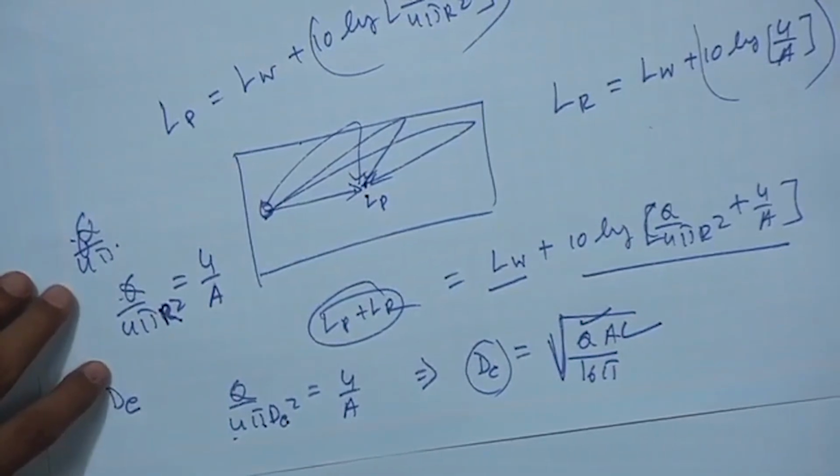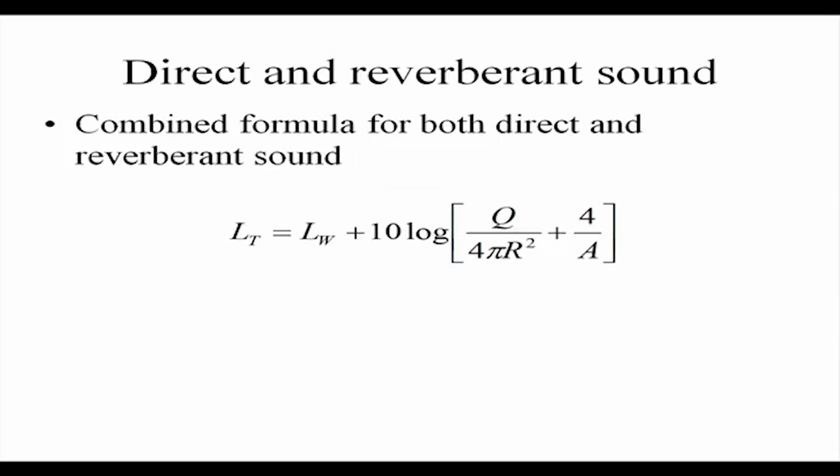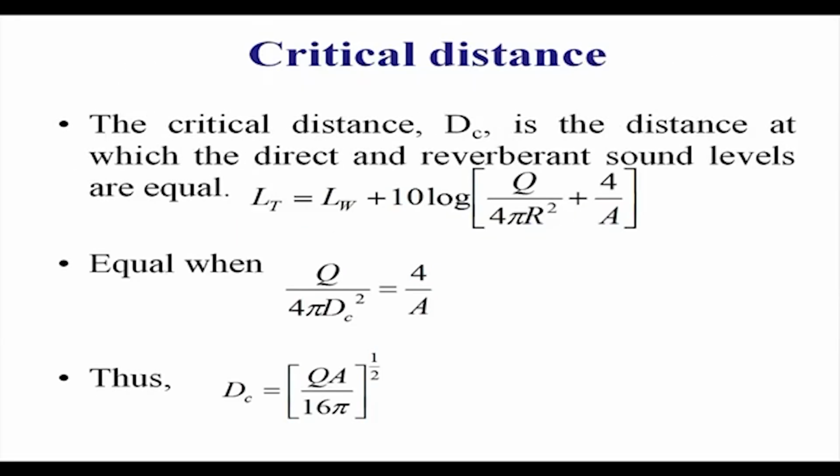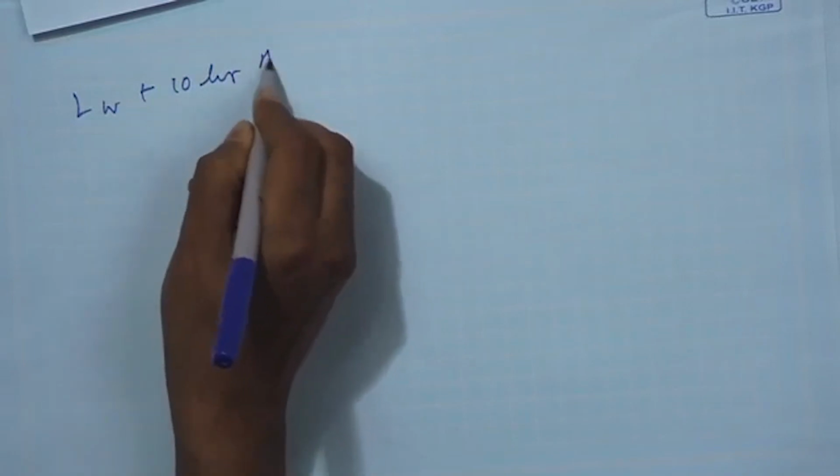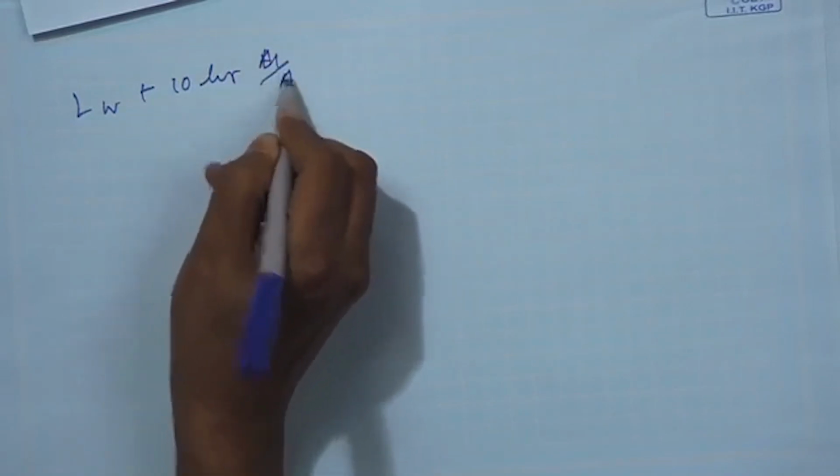I can find out the critical distance. Okay. Now, there is an interesting point in reverberation time. If you see, reverberation sound pressure level is LW plus 10 log A by 4 by A.